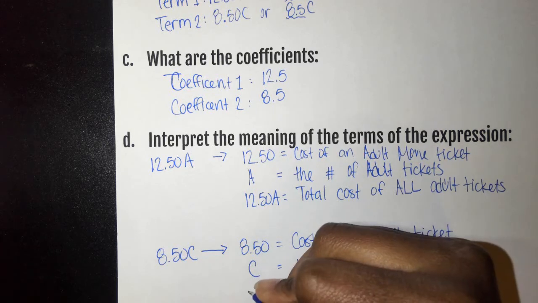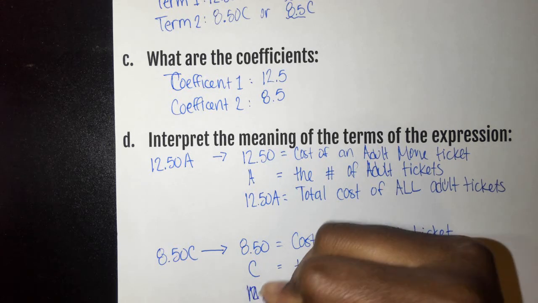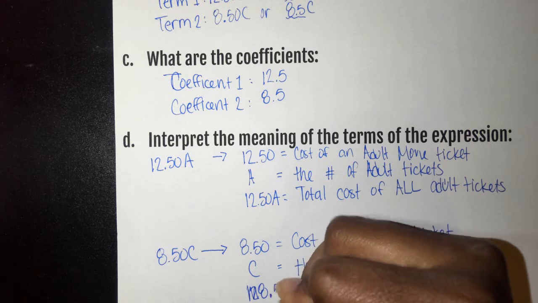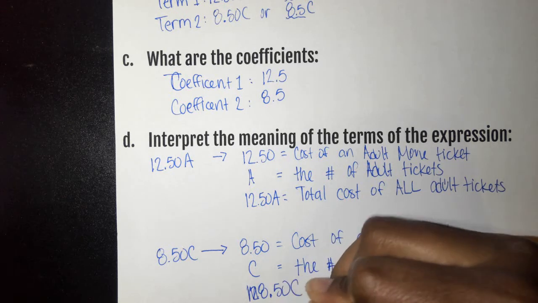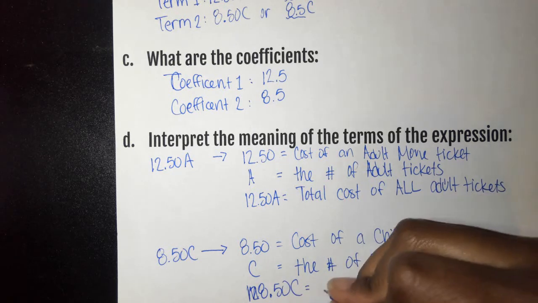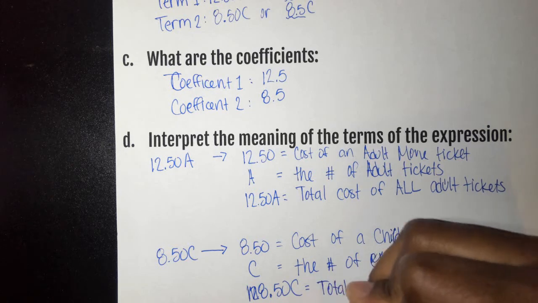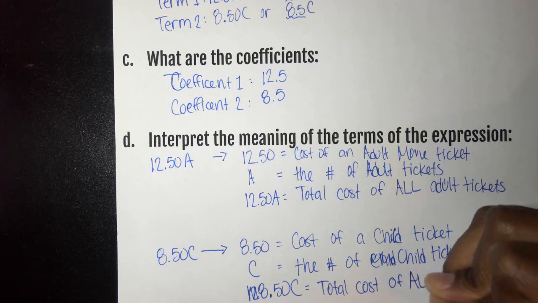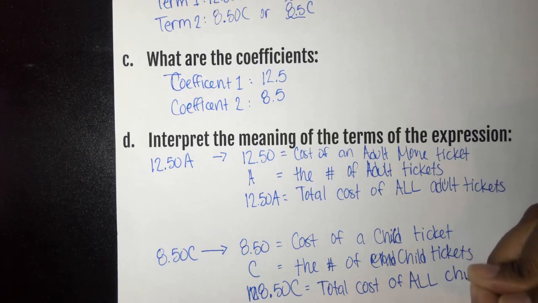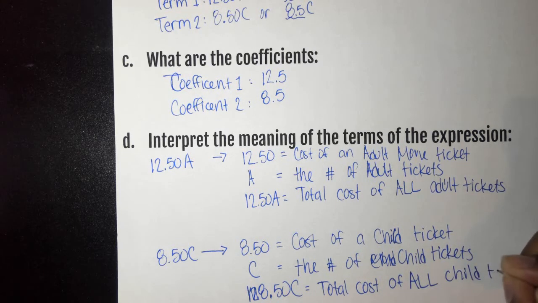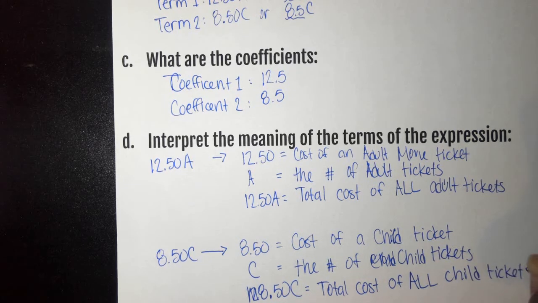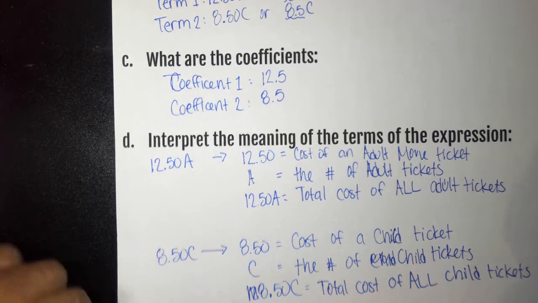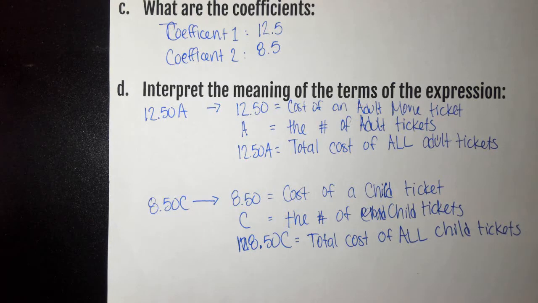And the entire term, 8.50C, is equal to the total cost of all child tickets. Oh, just realized you can't see that. All child tickets.